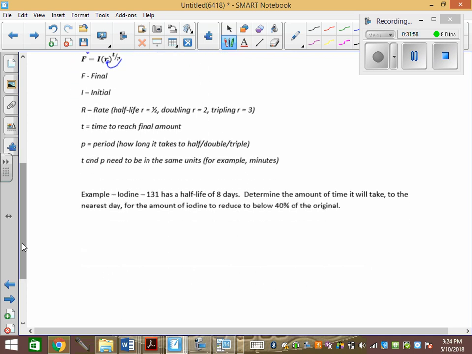So let's go through this. Example, iodine 131. 131 doesn't mean there's 131 iodine. It's just a value of iodine. It's like an isotope. So we just have iodine. Don't really care about the 131. I'm just going to cross it out so you don't try and use it. Has a half-life, so R equals a half, of 8 days. It follows directly after the word half-life, so it must be P.